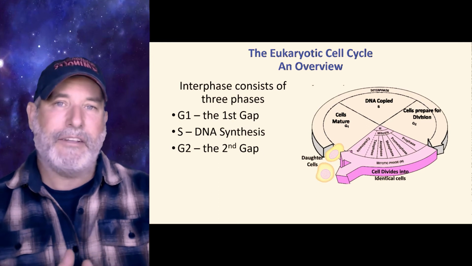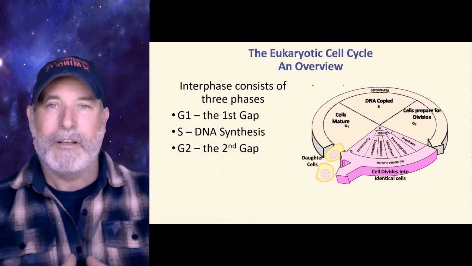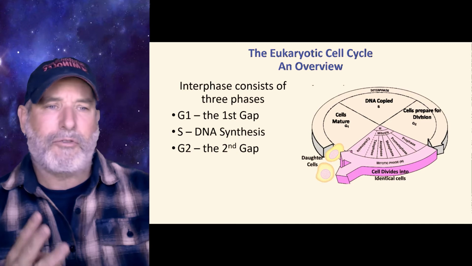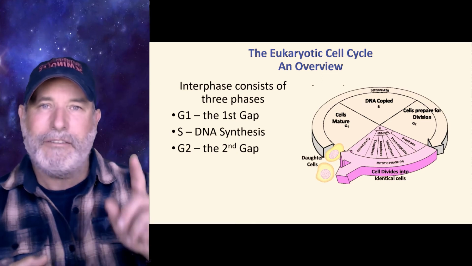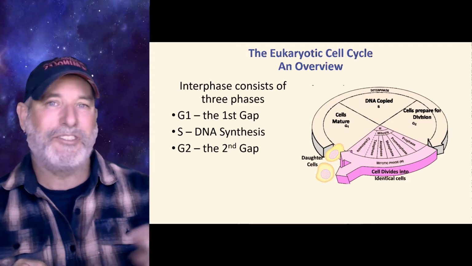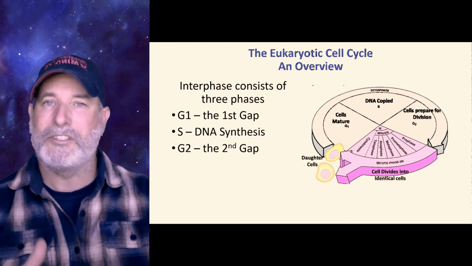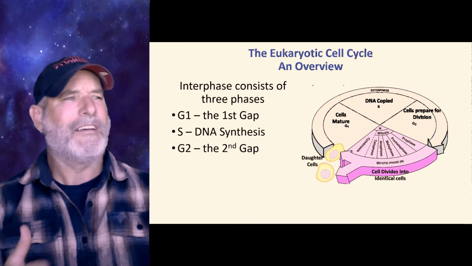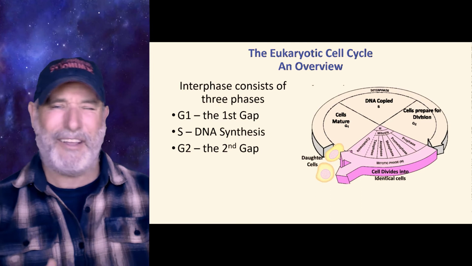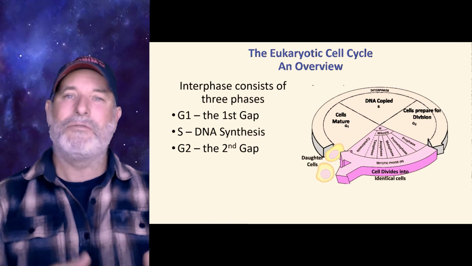Now interphase, this non-dividing time period of a cell's life, consists of three different phases: G1, the first gap, S phase, which is DNA synthesis, and G2, which is the second gap. And you're thinking, G1, G2, why are they calling it G phases? It has to do with the gaps.